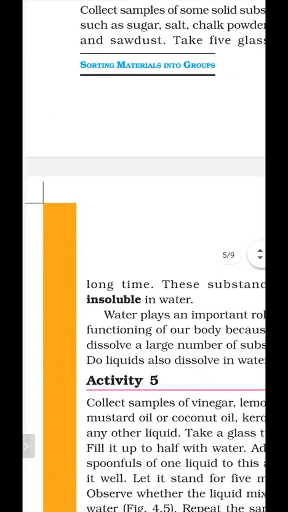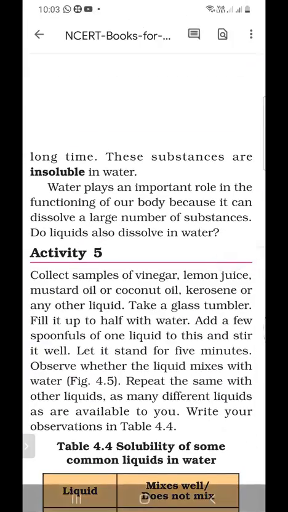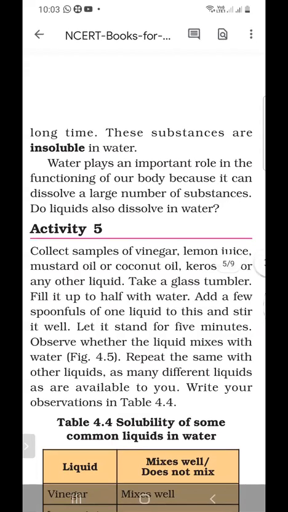And what is the importance of water in our body? As we know, water plays a very important role in our body. Water maintains our body temperature, and because it dissolves, water is a universal solvent. And why is it a universal solvent? Because it can dissolve a large number of substances.